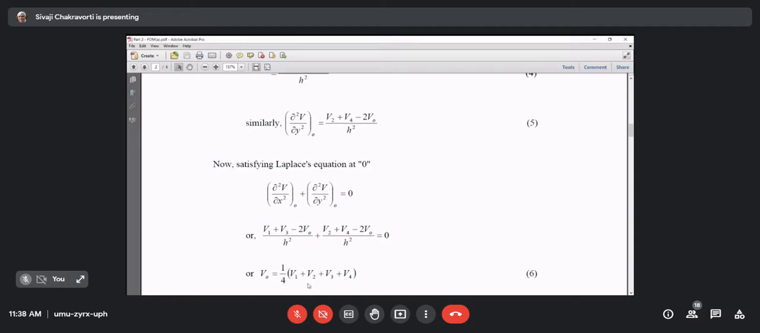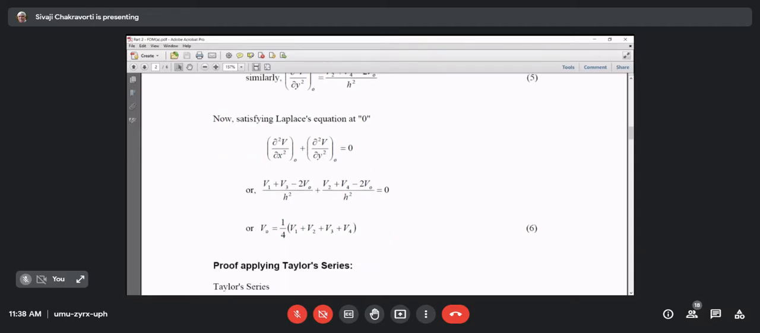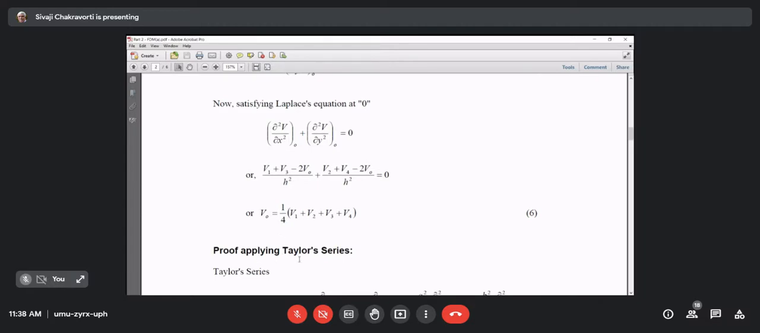So I put these two from equation 4 and 5, and I can get an equation for V0, which is equation 6. Now you can see equation 6 is coming from satisfaction of the Laplace's equation. So equation 6 satisfies Laplace's equation, and therefore this one is called the FDM equation, but only for two-dimensional system with equal nodal distance.